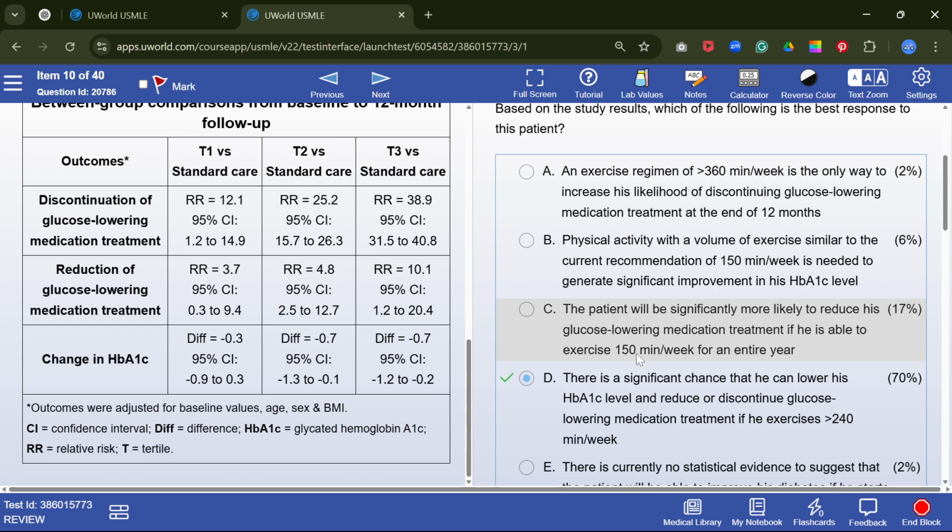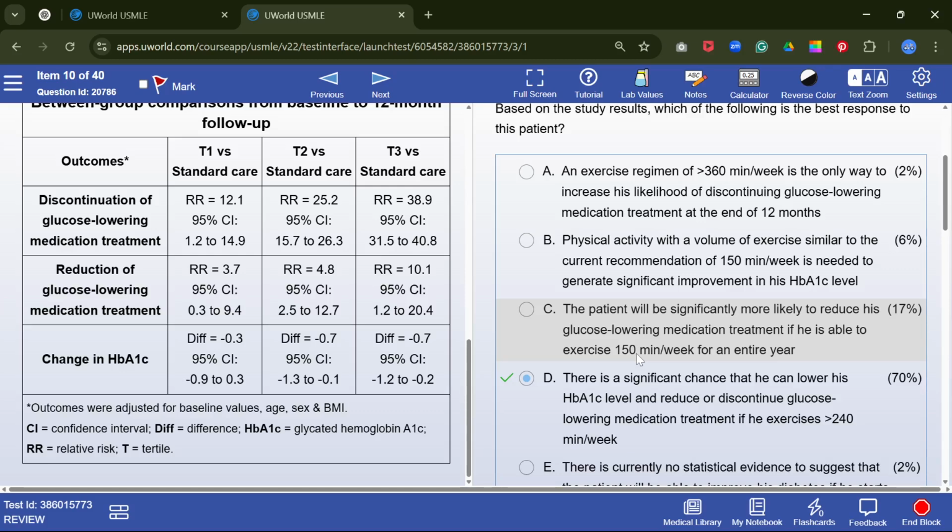Okay, then we go to C. The patient will be significantly more likely to reduce his glucose. Now we're looking at the middle row. The patient will be more likely to reduce his glucose lowering medication treatment if he's able to exercise 150 minutes for an entire year. Okay, let's look at T1.